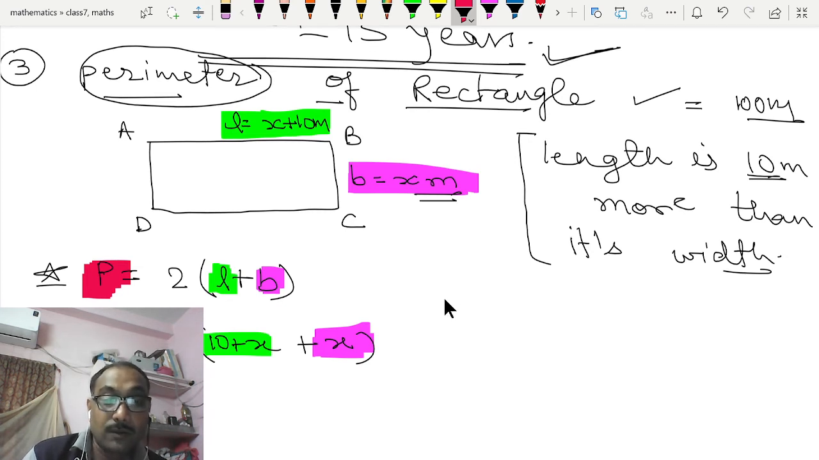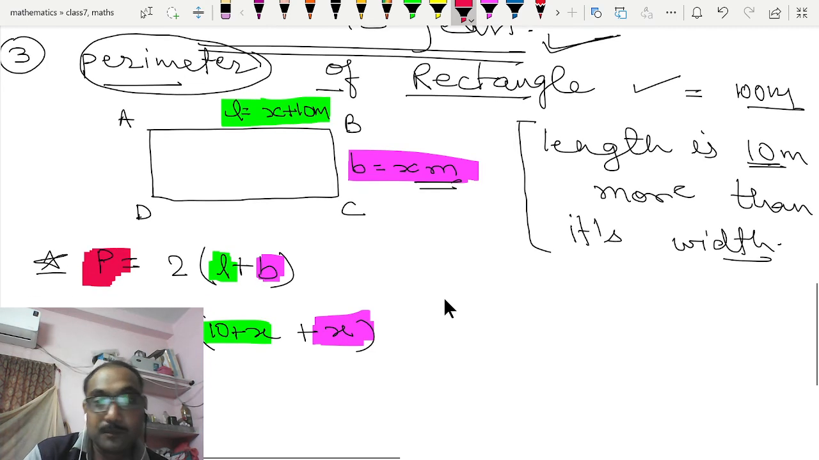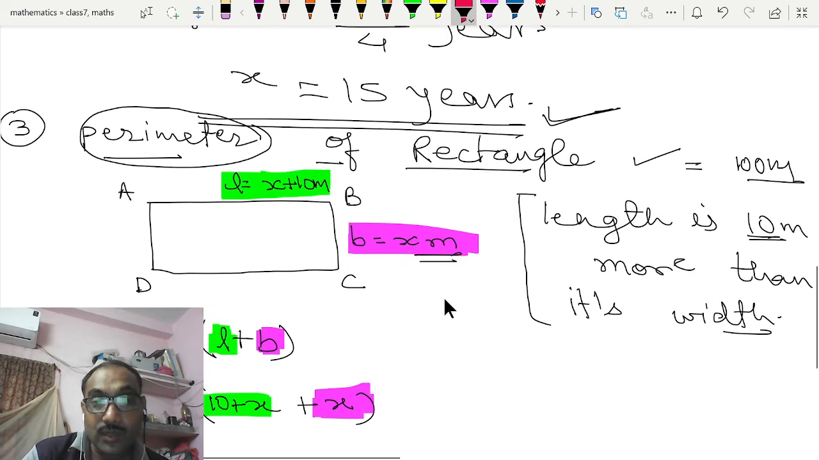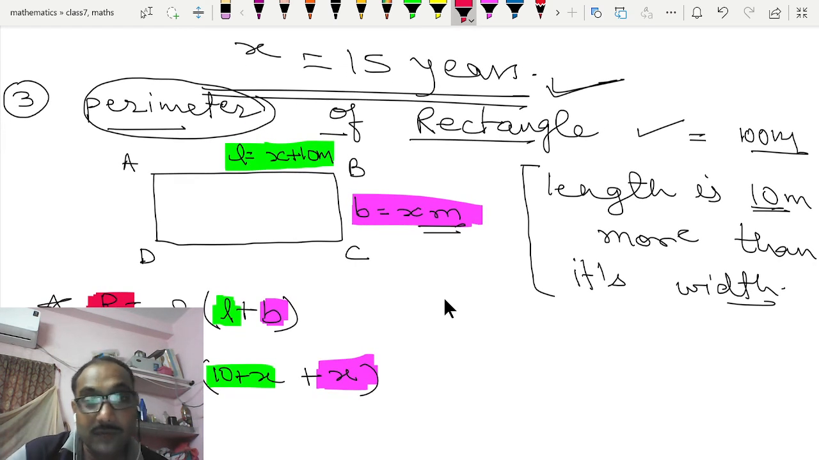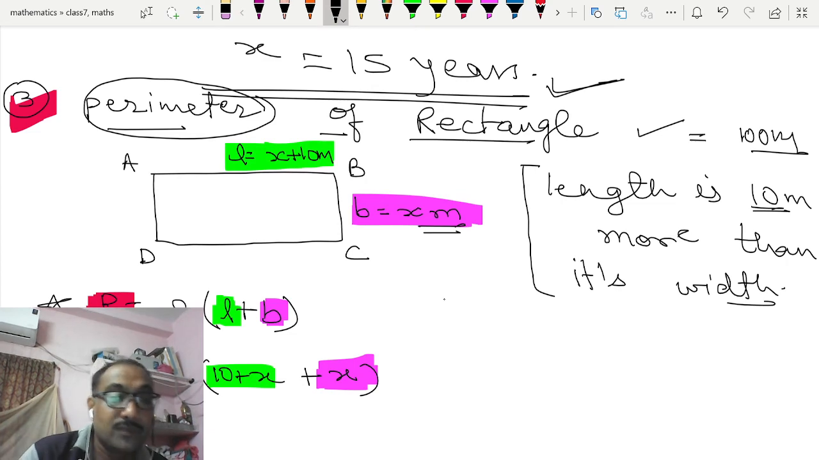Clear, children? If you know this then it will be very easy for you. Okay, the type of question you have seen, this is a very unique type of question. So remember that you will get 4-5 questions in the exercise to change the word problem into equation form. Now next question.